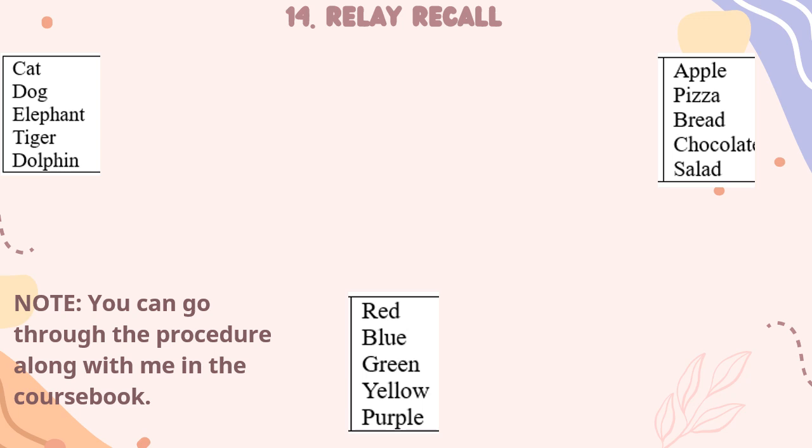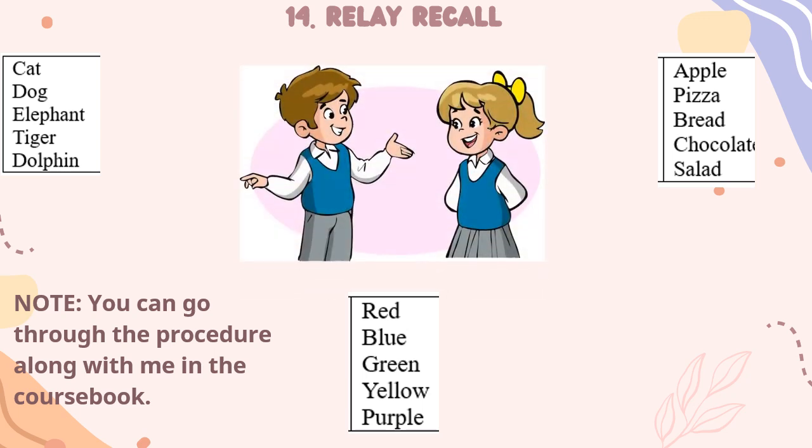In pairs, the boy goes to the nearest word list. Let's say the one at the bottom: red, blue, green, yellow, purple. And then he tries to remember all the words in that list, or as many as possible if your word list is long. He comes back to his partner and then recalls or dictates the words to her. Then student B does the same thing pretty much, but finding a new word list elsewhere.